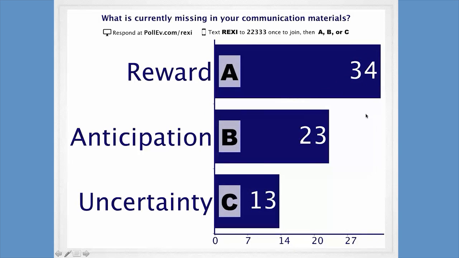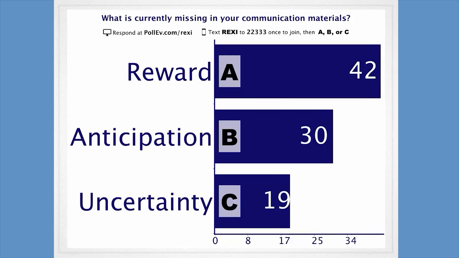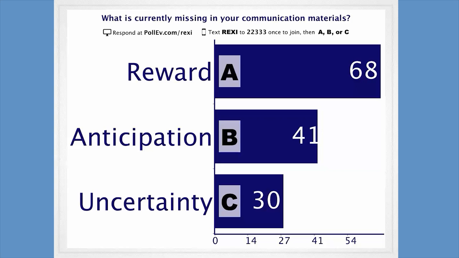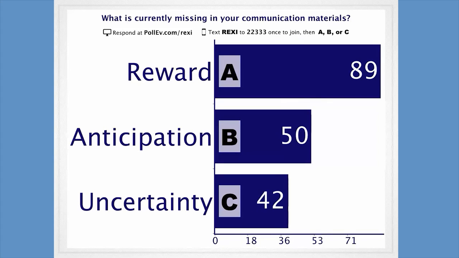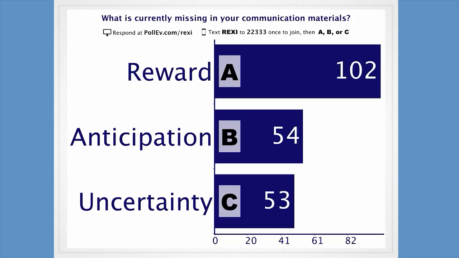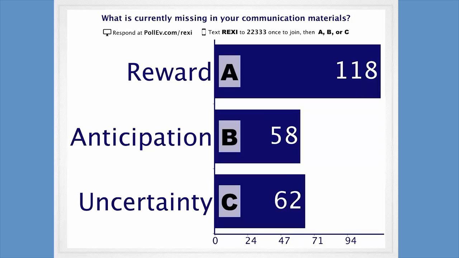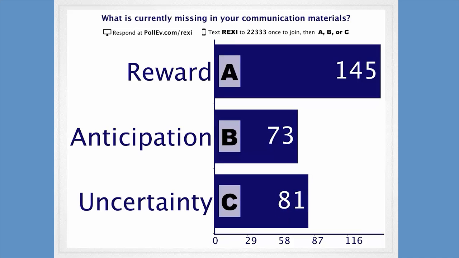Here's the polling question again. You will have the link for this in your chat box. I'm curious to know, as you reflect on your communication materials, how much of it do you feel that you're providing your audiences right now in terms of uncertainty, including some anticipation, and providing your audiences with rewards. And I love to see these numbers changing and at some point leveling off.